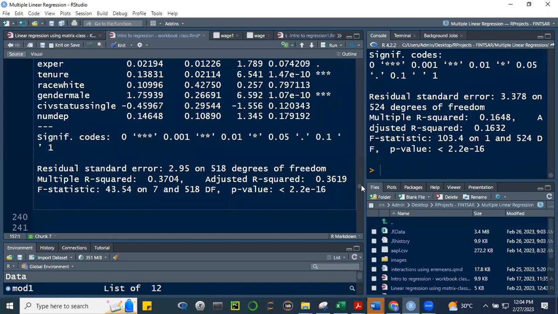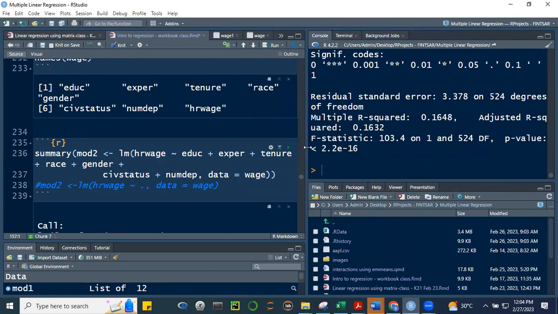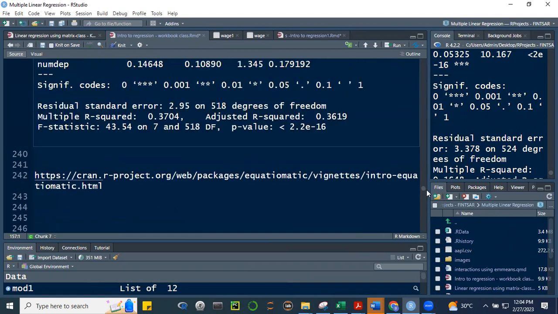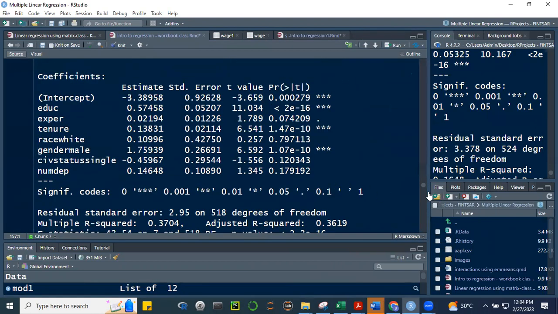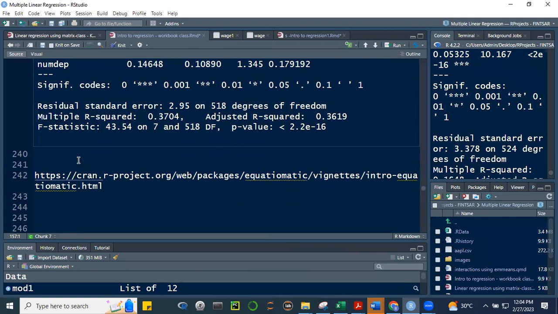So based on R squared, sabi natin, mas maganda si model 2. Kasi mas kaya niyang i-explain yung variation ng dependent variable natin. Okay? Kaysa iisa lang predictor, yung education lang yung gagamitin. Okay? So, alamin muna natin. Itong 36.19 na to, how was this solved?